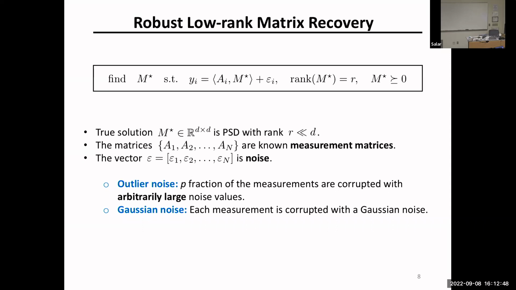Specifically, we're going to consider two different noise models. One is the outlier noise model. We assume that a P fraction of the measurements are completely wrong because of the noise. And the second noise model is the Gaussian noise model. Every measurement is corrupted with some Gaussian noise with some variance.